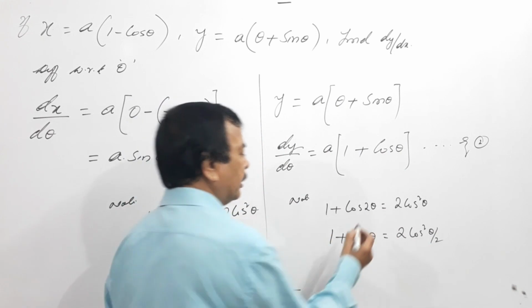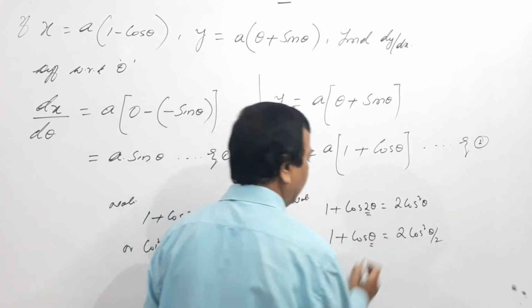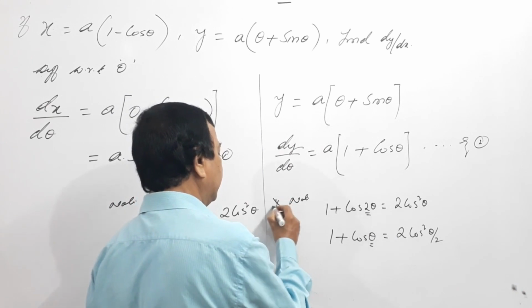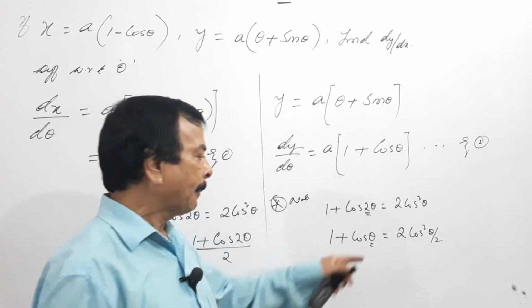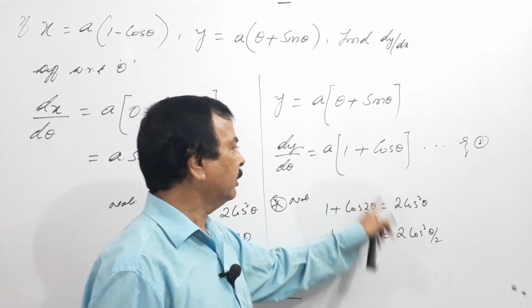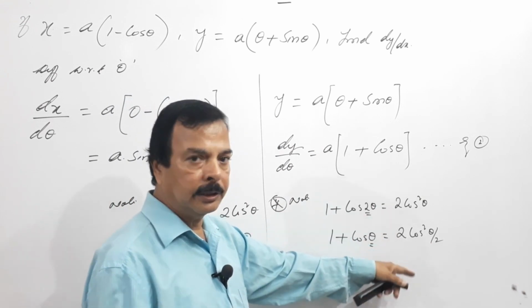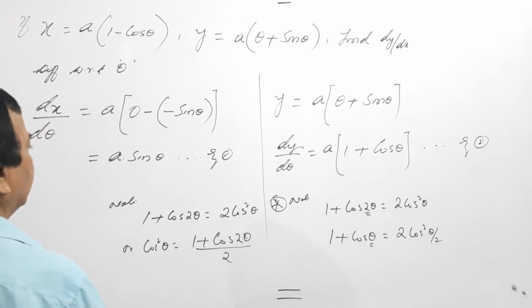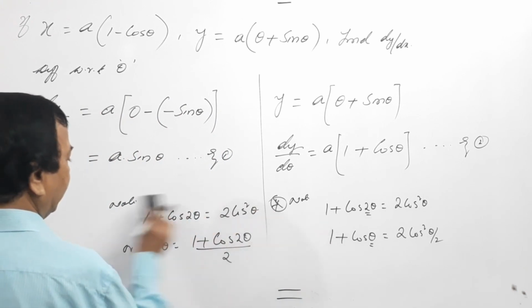Remember this. See here we have 2 and we have only theta. So whenever you get this, it is also an important formula. Remember this. You can't forget. So this means 2 cos square theta by 2. Can I substitute this 1 plus cos theta by 2 cos square theta by 2? Yes, you can. So this equation, I will rub this. Please make a note.